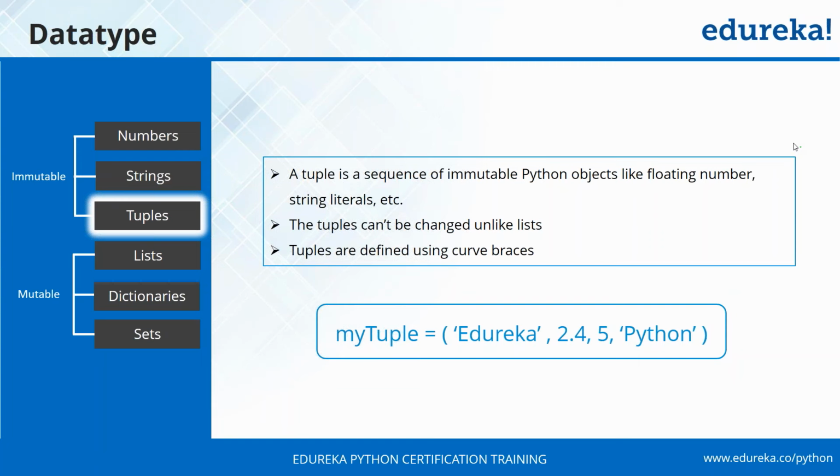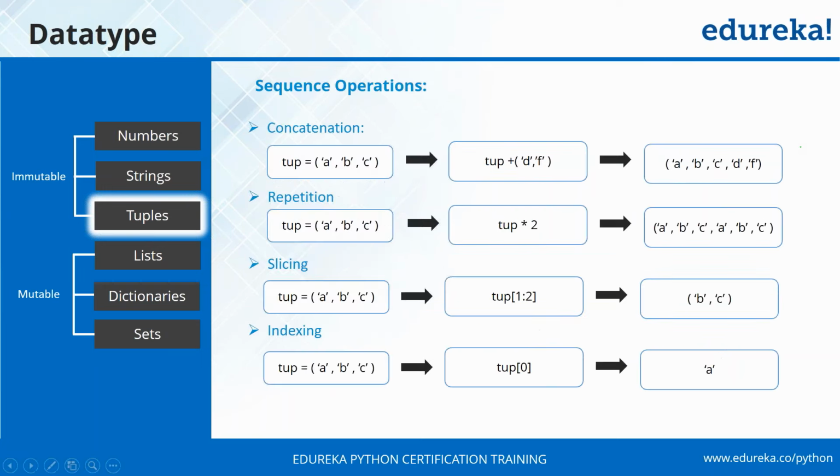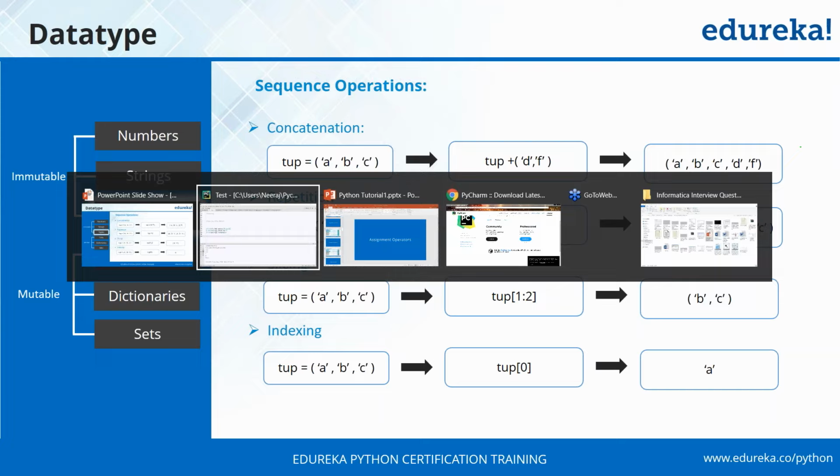Okay, John wants to know how tuples are immutable. So John, I'll show you that in an example. Before that, just give me 2 minutes. Again, these are the operations that you can perform using a tuple. You can perform tuple concatenation, tuple repetition, slicing, and similarly tuple indexing. Let me just give you an overview here.